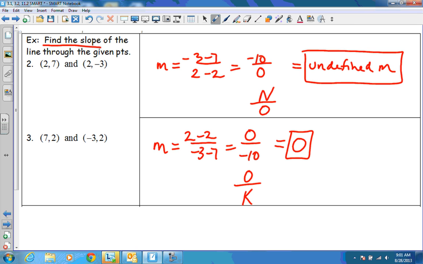It actually helps you out. When you put 0 over negative 10, what do you get out? Zero. Okay, this one gives you 0. This one gives you an error. Boom, right there it's telling you it cannot do it, so it must be undefined.